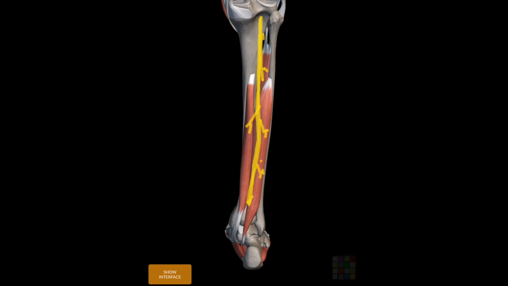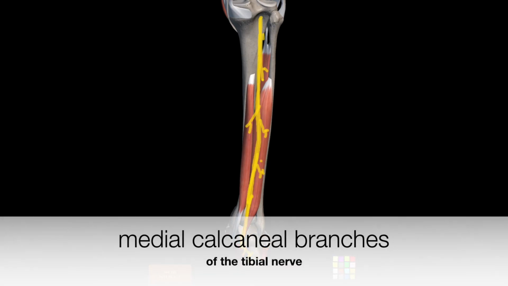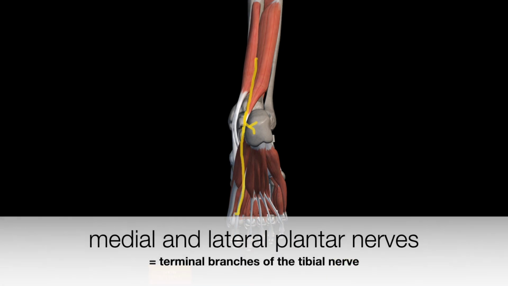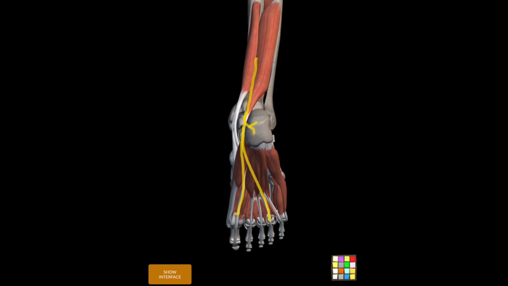It follows the tendon of flexor hallucis longus more posteriorly than the other tendons and enters the foot, first giving off some cutaneous branches to the medial part of the heel, and then splitting into two plantar nerves, the medial and lateral plantar nerves, which supply all of the skin and all of the muscles of the sole of the foot between them.